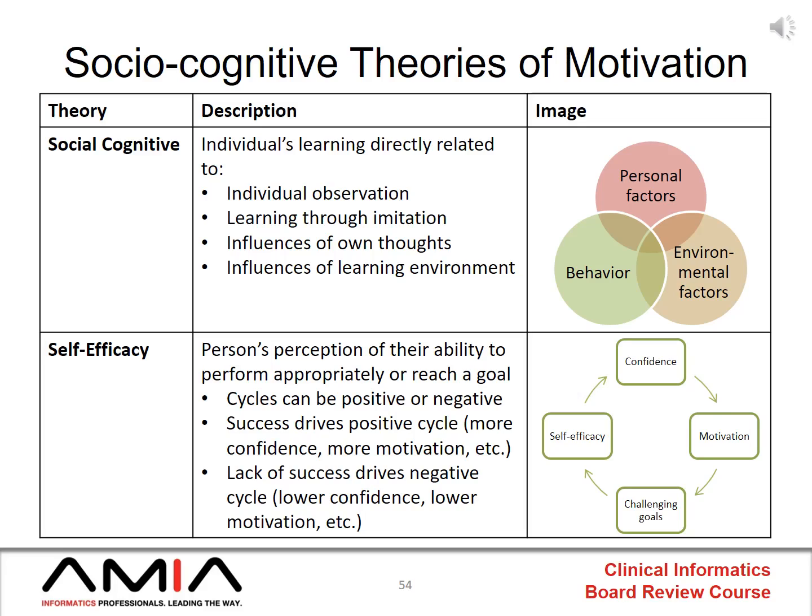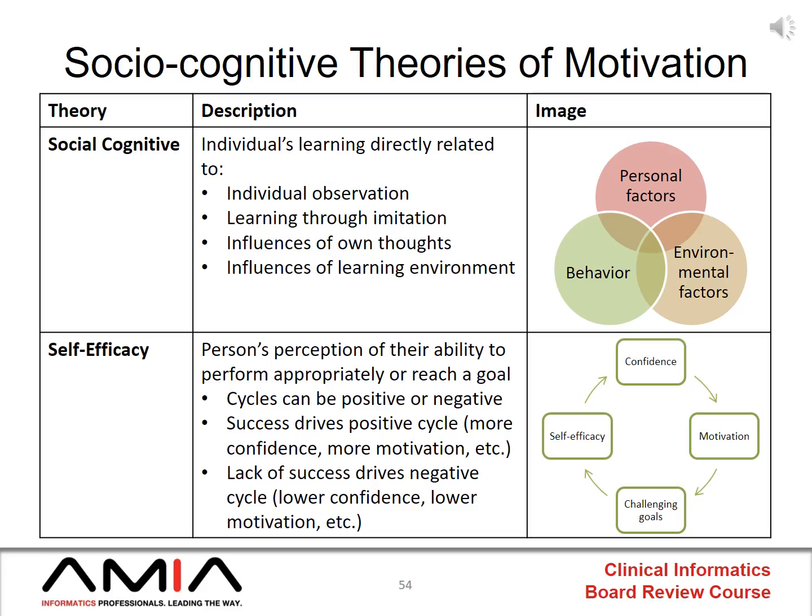Moving on now to the sociocognitive theories of motivation. The social cognitive theory of motivation states that an individual's learning and motivation to learn is directly related to personal factors, behavior, and environmental factors, which are assisted by individual observation, the ability to learn through imitation, the influences of the individual's own thoughts, and the influences of the individual's learning environment.